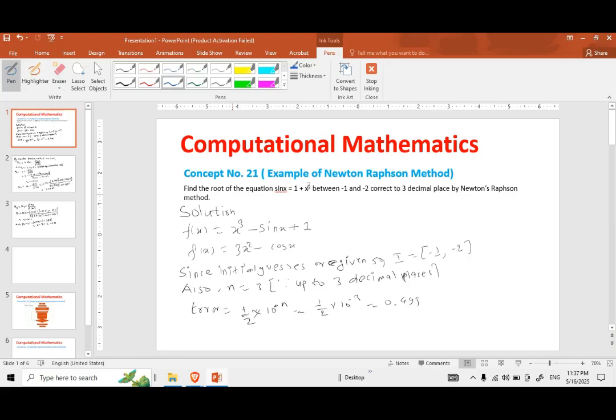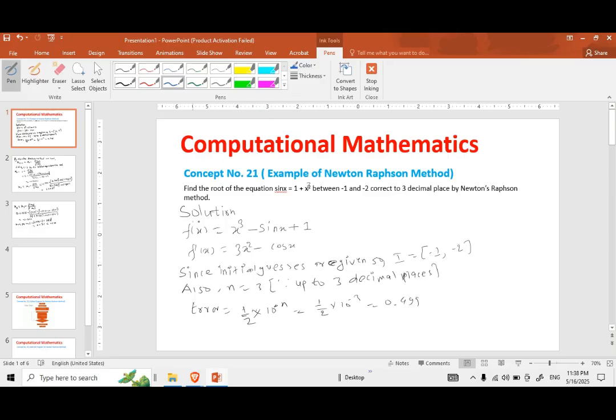Welcome again. Today we are going to discuss computational mathematics concept number 21, an example of the Newton-Raphson method. Here the given question is: find the root of the equation sin x = 1 + x cubed between -1 and -2, correct up to 3 decimal places, by Newton-Raphson method.